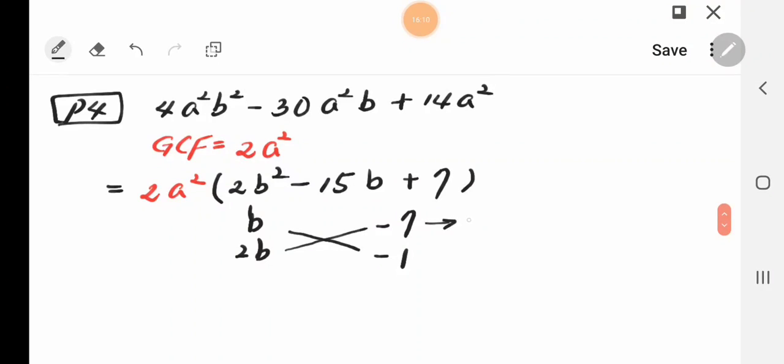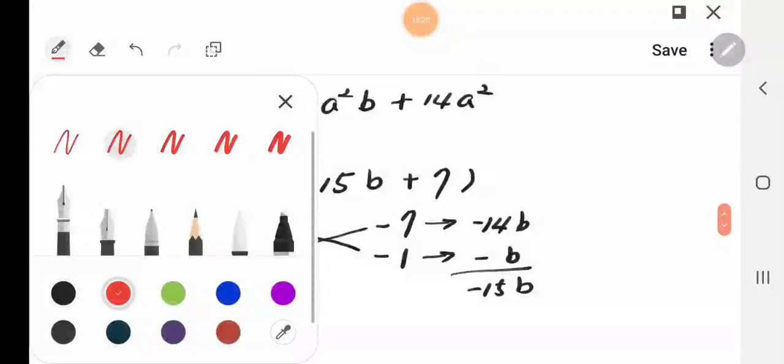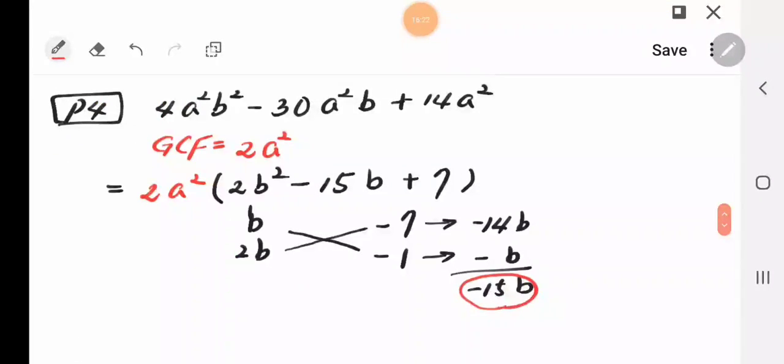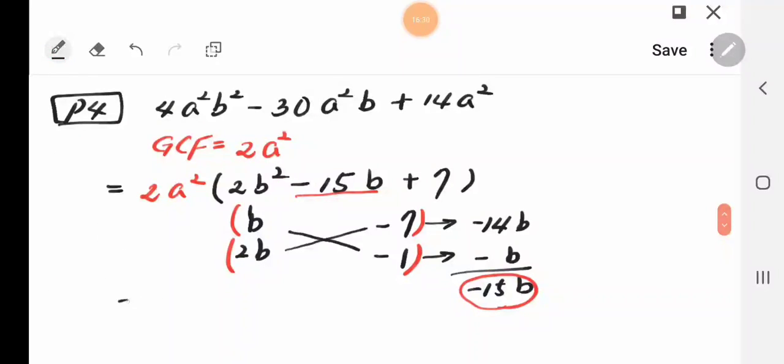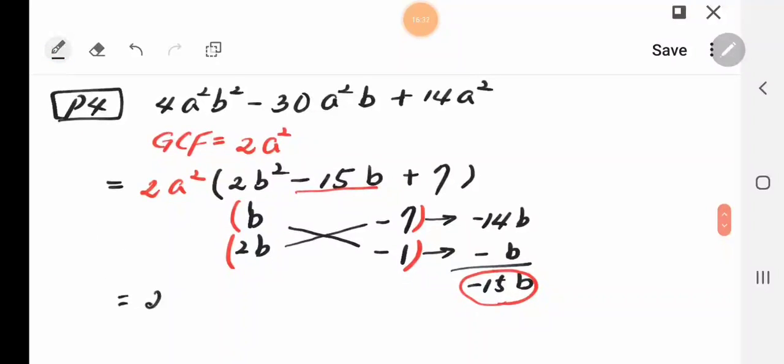Then this will be negative 14b. This product is negative b. So that the sum is negative 15b. So we found the right pair. So negative 15b is the same as the second term. So this is the product of these two. So that equals 2a squared times b minus 7 times 2b minus 1.